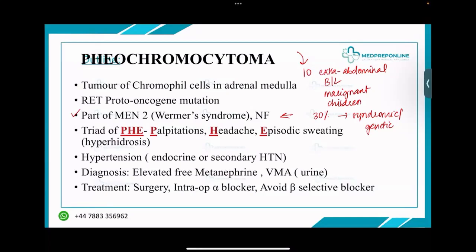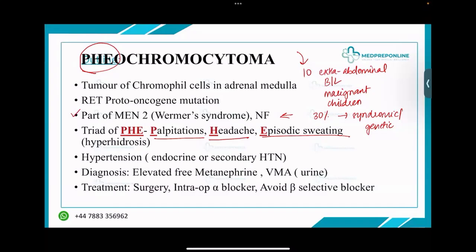Okay. Now, a recently asked question is how do you diagnose pheochromocytoma in the child? So I remember it as the initial PHE. So P is palpitations, H is headache, E is episodic sweating, which is hyperhidrosis.